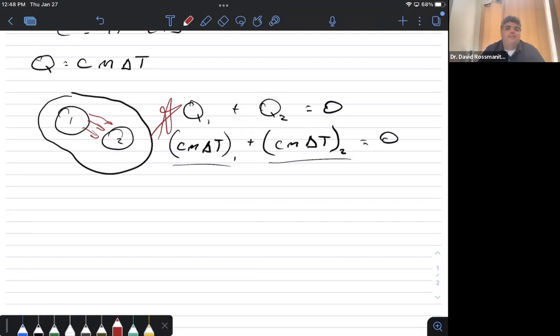Everything else is numbers. And so it may look like a long equation if you have multiple objects, but it's just algebra. Whole bunch of numbers, one unknown, you solve for the unknown. So that's going to be the key. That's how we're going to solve problems for calorimetry, at least this first half.